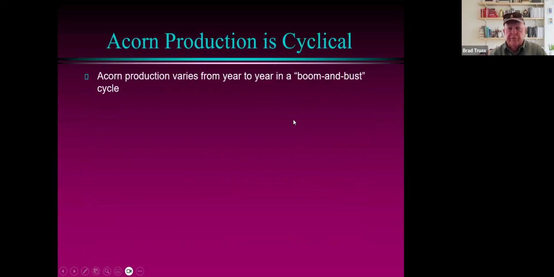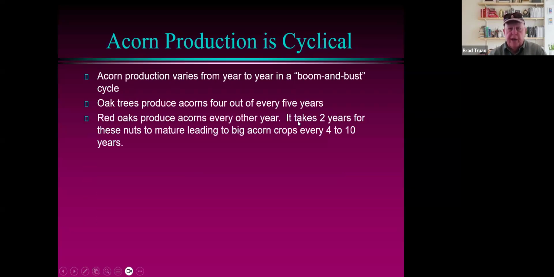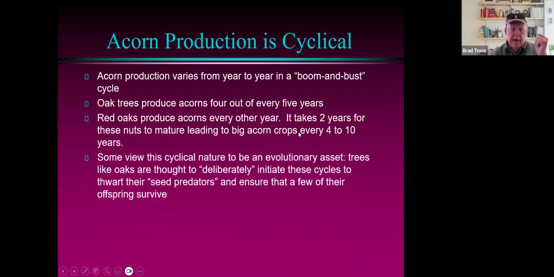Acorn production varies from year to year in kind of a boom and bust cycle. Oak trees produce acorns roughly 4 out of every 5 years. Actually, red oaks produce acorns every other year. And it takes 2 years for these nuts to mature. And it leads to big acorn crops about every 4 to 10 years. And some view this cyclical nature as an evolutionary asset. And let me explain this.